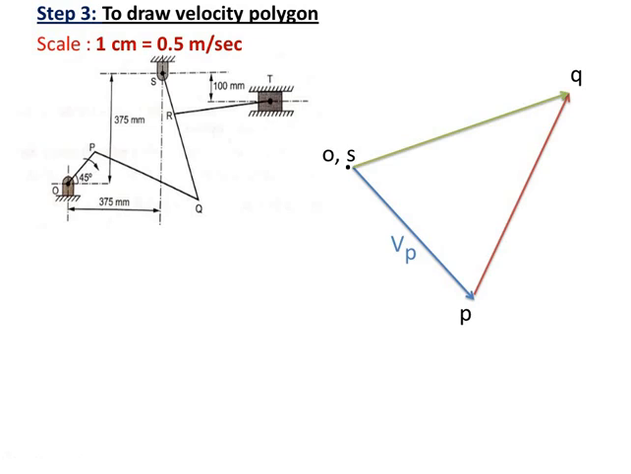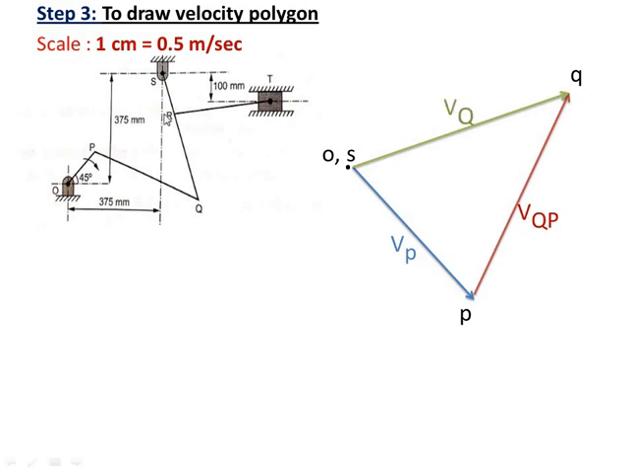Again I will repeat, we don't know the magnitudes of the velocity vectors of PQ and SQ, we know only the direction. So we will locate the velocity vector of PQ, and the velocity vector of SQ, and the intersection of these two will give us point Q. So this is the velocity vector of PQ and this is the velocity vector of SQ. Now we came up to the velocity vector of Q.